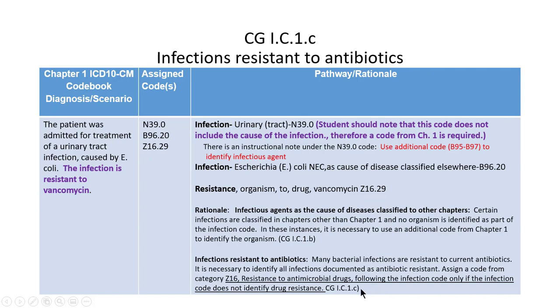As part of this guideline, it tells us that many bacterial infections are resistant to the current antibiotics that we have available to us. So it's necessary to identify all the infections documented as antibiotic resistance. Category Z16, resistance to antimicrobial drugs, follows the infection code only if the infection code does not identify drug resistance. There are codes in the code book, specifically in Chapter 1, that talk about an infection which is methicillin resistant, for example, or methicillin susceptible. That is included in the code description. So what this guideline is telling us is you're going to use this Z16 category because these codes up here don't tell the reader that the infection is resistant to antibiotics.